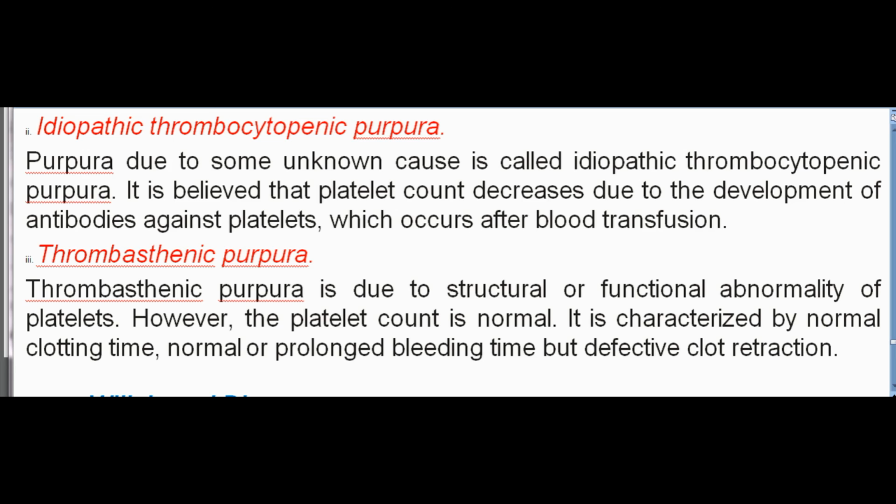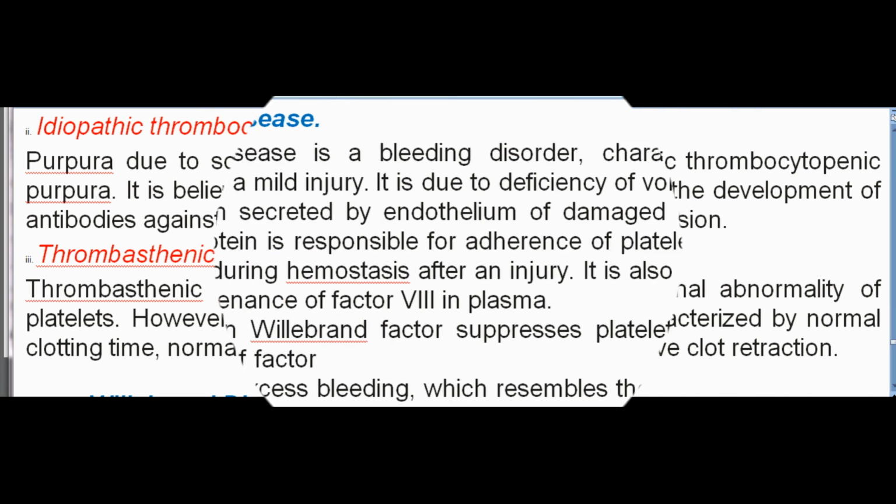Thrombasthenic purpura. Thrombasthenic purpura is due to structural or functional abnormality of platelets. However, the platelet count is normal. It is characterized by normal clotting time, normal or prolonged bleeding time but defective clot retraction.